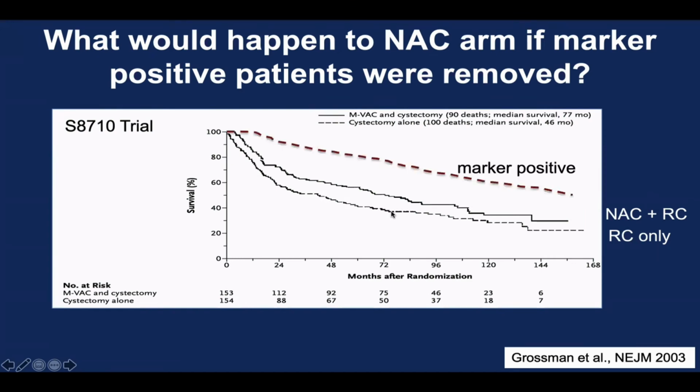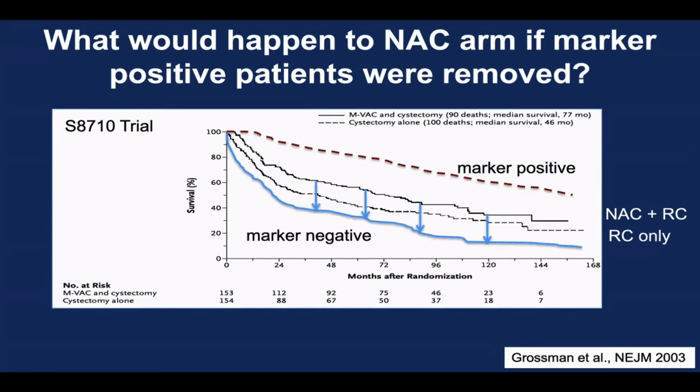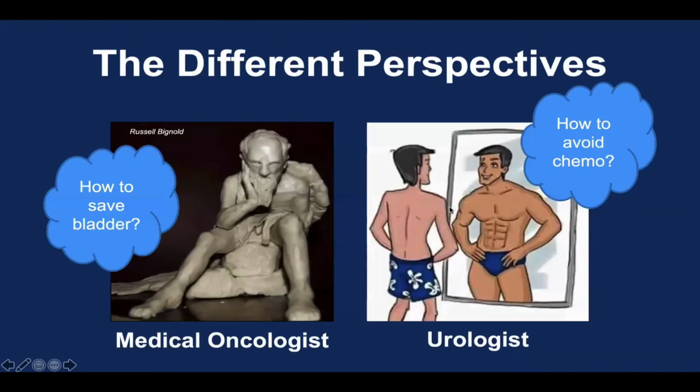Now, if you took out the patients who are marker positive and treated them with chemo plus cystectomy, of course, you'd expect this line to move way up because you're selecting for responders. But at the same time, the marker negatives, you would expect to move down. And I think there is a risk that we could be harming these patients by treating them with chemo and delaying surgery. So this is just speculation, not based on data.